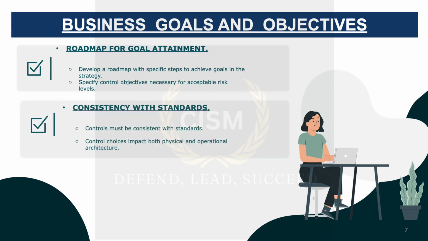Next, about the consistency with the standards. Friends, under the consistency with standards, the first point states that the control must be consistent with the standards, and control choices impact both physical and the operational architecture.